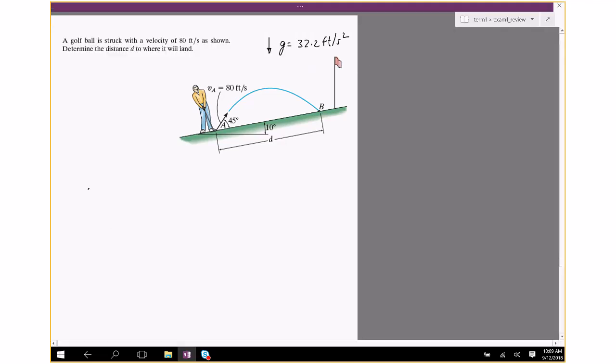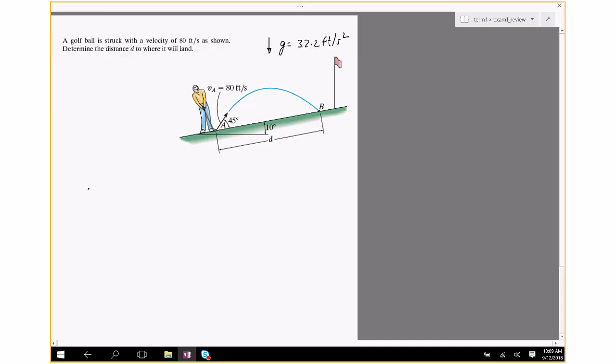Okay, so first question. It's a projectile question. The golf ball is struck with a velocity of 80 feet per second, as shown. Determine the distance d where it will land.